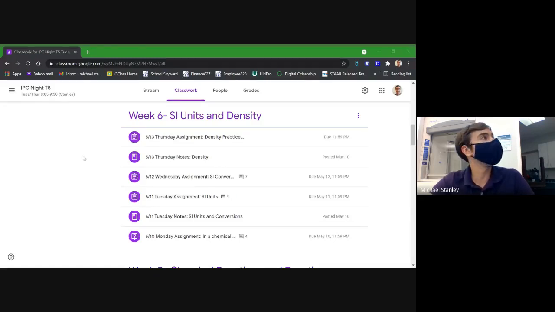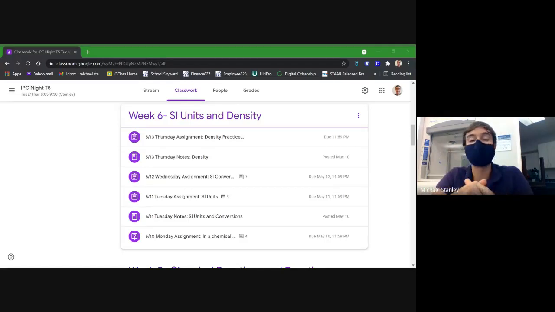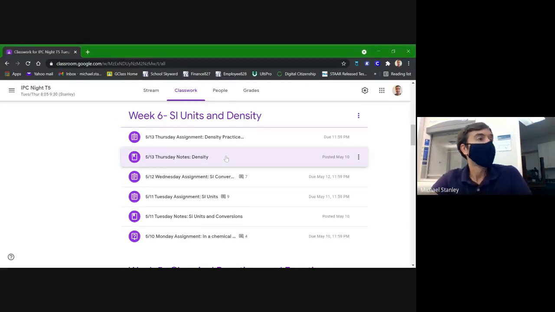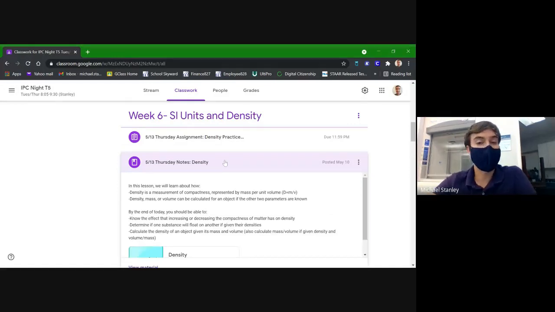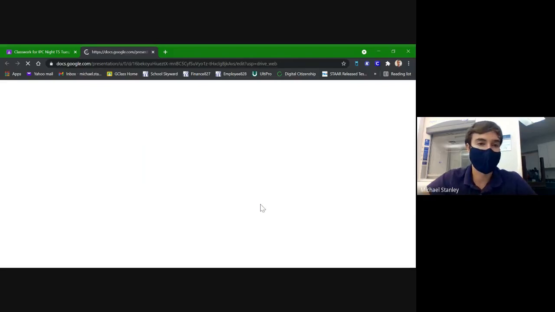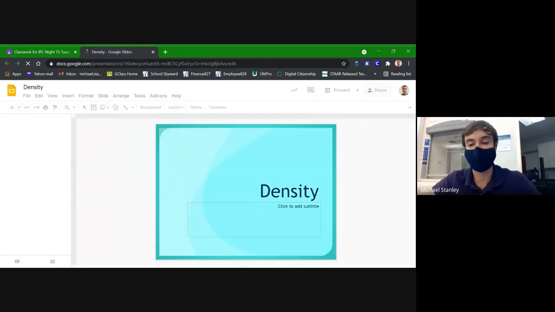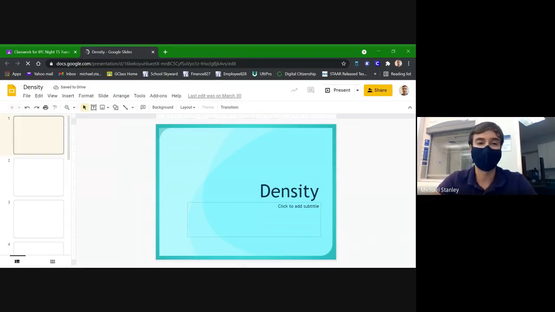So we are at the end of week 6 of class, which means that after tonight, we're only going to have 3 more IPC classes together, if you can believe it. So the specific type of measurement that I was talking about that we're going to go over today is called density. How dense is a certain piece of matter?